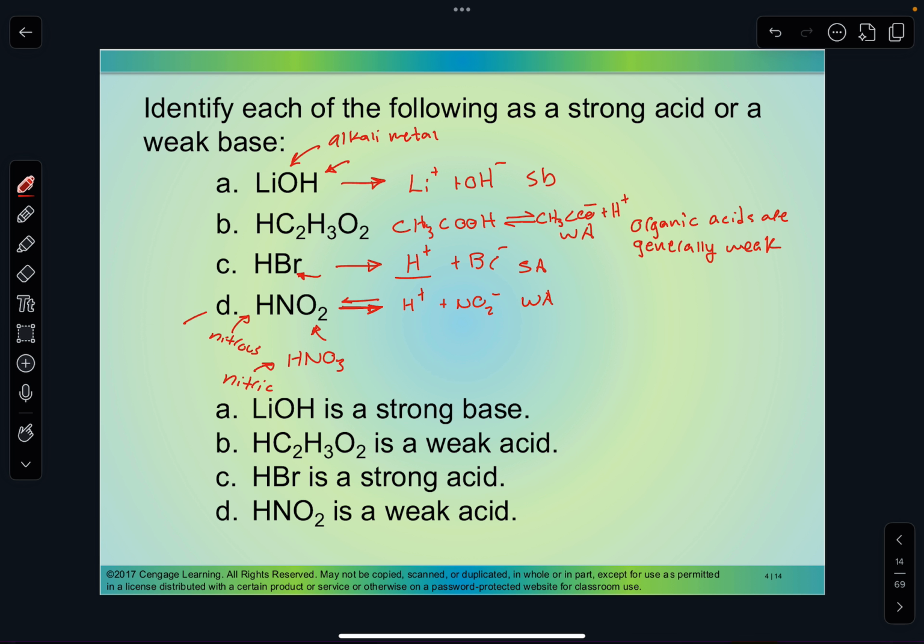So this goes for anything. All of the ates and ic acids are going to be strong. All the ous acids and ites will be weak. Nitrous acid is weak. Nitric acid is strong. Phosphorus acid is weak. Phosphoric acid, I believe, is strong. I don't remember, actually, off the top of my head.